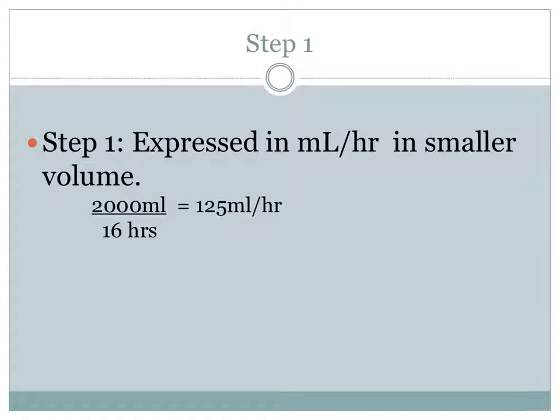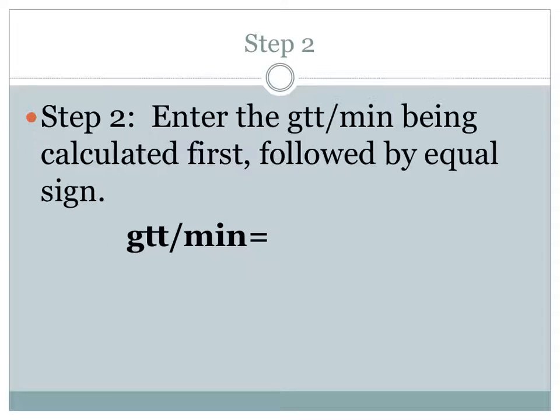The first step in calculating 2,000 milliliters in 16 hours is to express it in milliliters per hour to obtain a smaller volume. So 2,000 milliliters divided by 16 hours gives us the rate of 125 milliliters per hour. Next, we need to calculate out the drops per minute. Enter the drops per minute being calculated first, followed by the equal sign, as shown here.